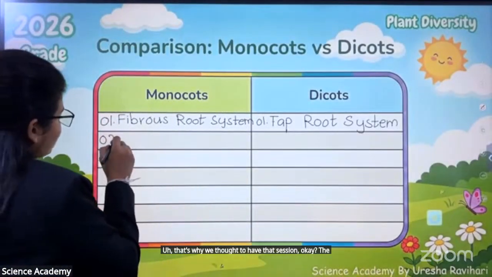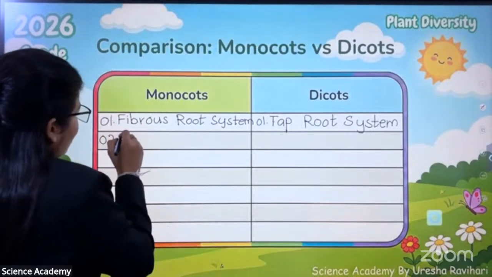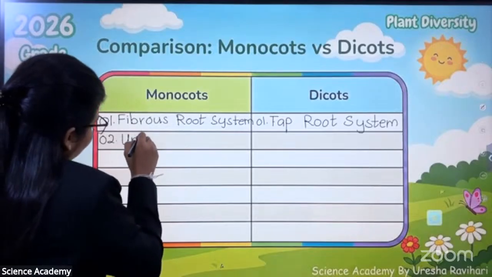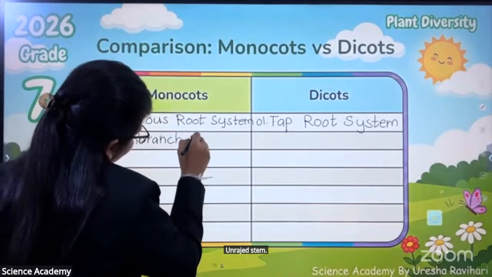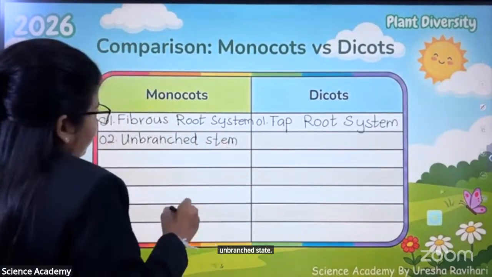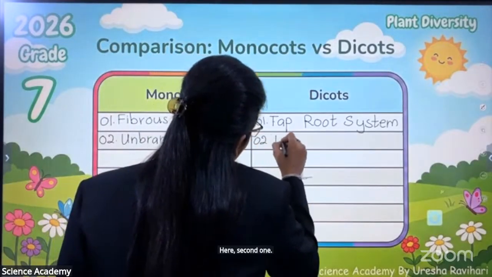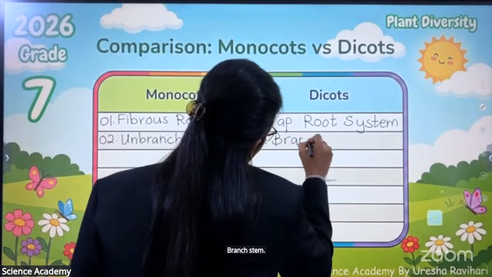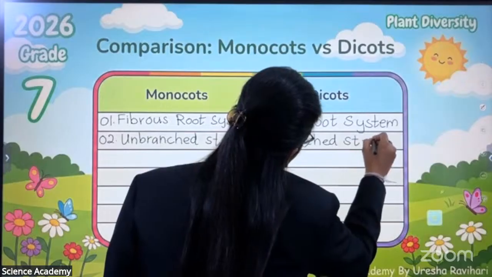The second feature: monocots have an unbranched stem. Dicots have a branched stem.